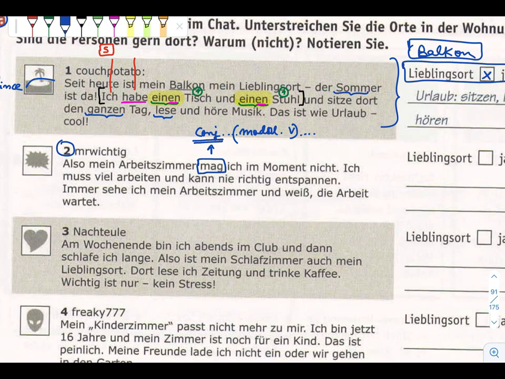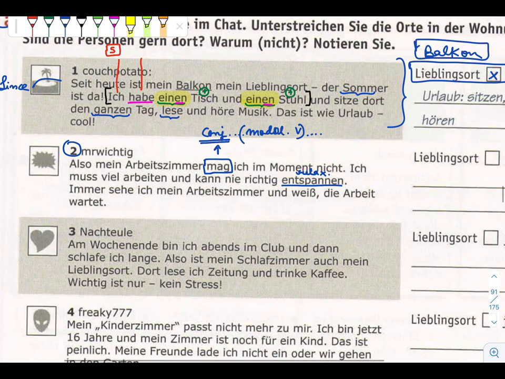Ich muss viel arbeiten und kann nicht richtig entspannen. Again, entspannen means to relax. Now here, ich muss viel arbeiten. Again, there is one grammar topic here: muss and arbeiten. And here we put our subject ich. Ich muss viel arbeiten means I must work too much.